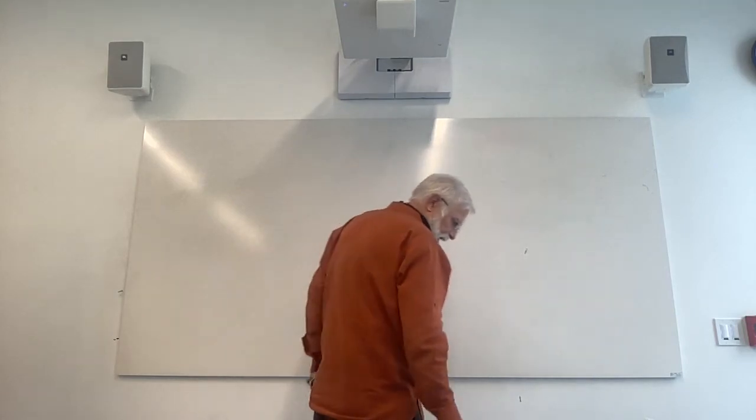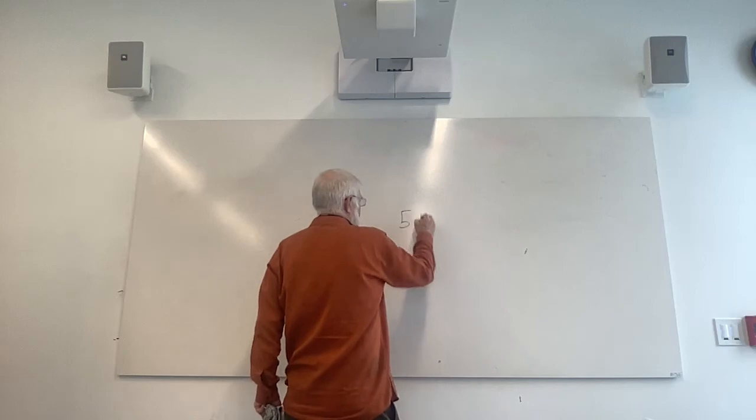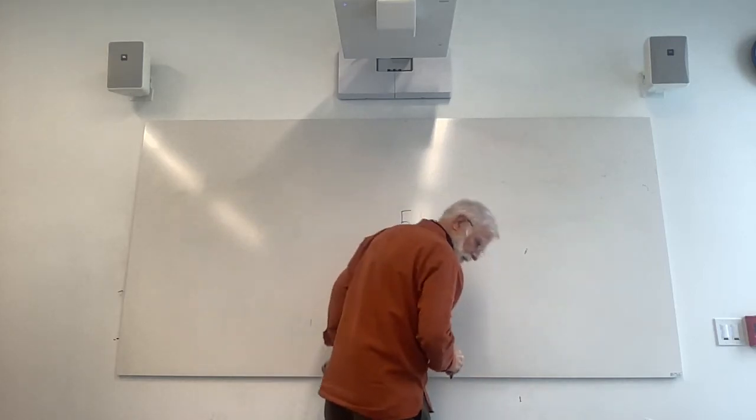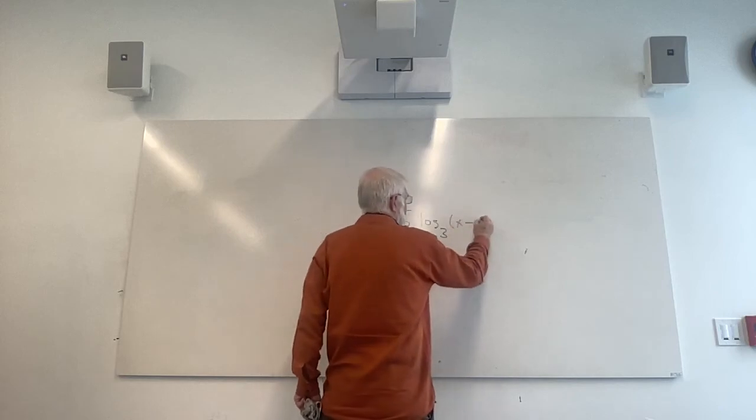20. 5 log base 3 of x minus 4 plus 21 equals 11.